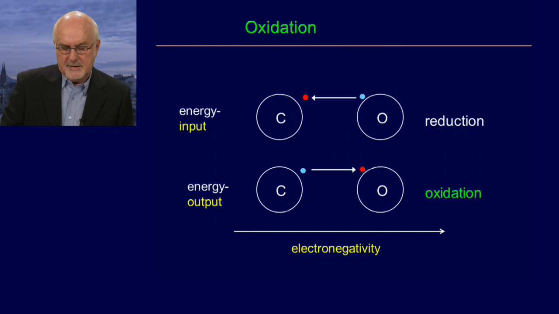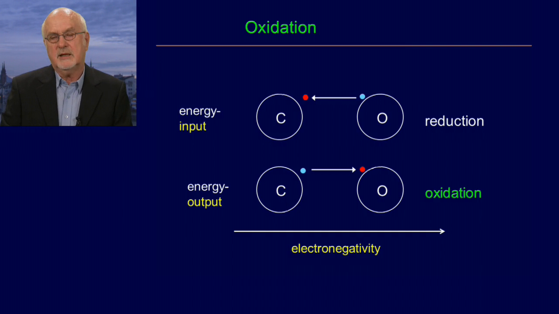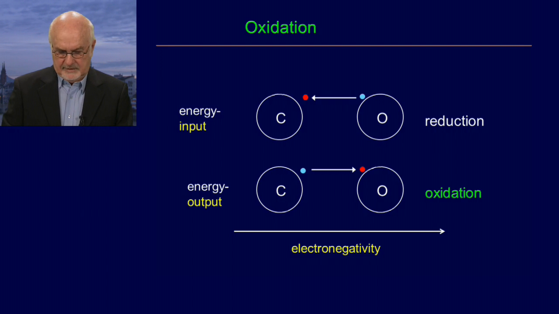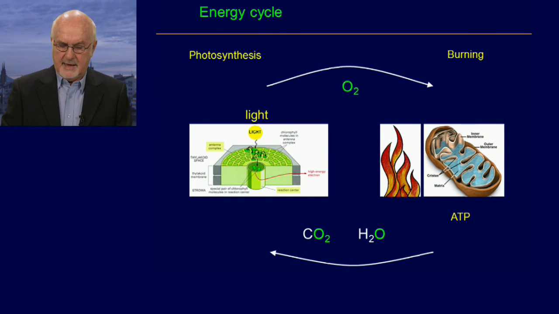Oxidation chemically means that an atom like oxygen with a higher electronegativity accepts an electron from another atom with a lower electronegativity, like carbon. And the reduction is the reverse. And this is the basis of the energy cycle. On the one hand, on the right hand, we have the burning in the oven or in our body, in the mitochondria, to produce ATP. In this process, oxygen receives an electron and gets bound.